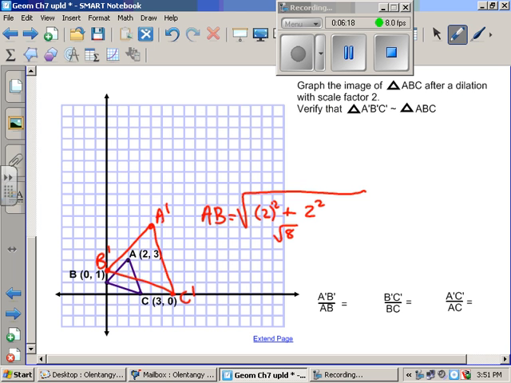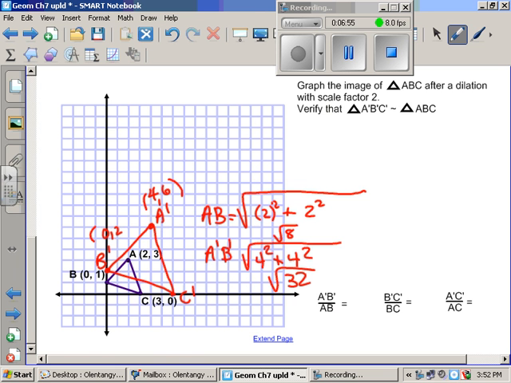And then A prime, B prime, again is at (0, 2) and (4, 6). So that's going to be big giant square root of 4 minus 0 squared plus 6 minus 2 squared. So that's going to be the square root of 16 plus 16, square root of 32.